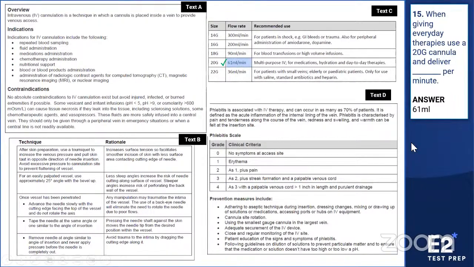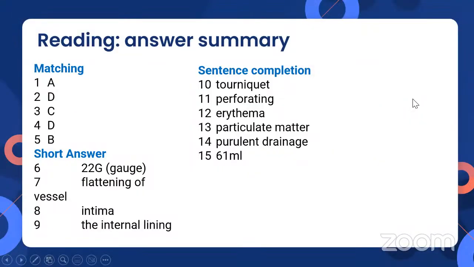For number 15, you needed to write 61 milliliters per minute. Unfortunately, if you'd just written the number 61, you would not score the point. And the reason for that is this part of the test is testing your accuracy. And you need to make sure that you are completing the sentence accurately. We need to know the unit, how much is delivered per minute, and the answer is 61 milliliters. So well done, and good luck for next time if you didn't quite get it.